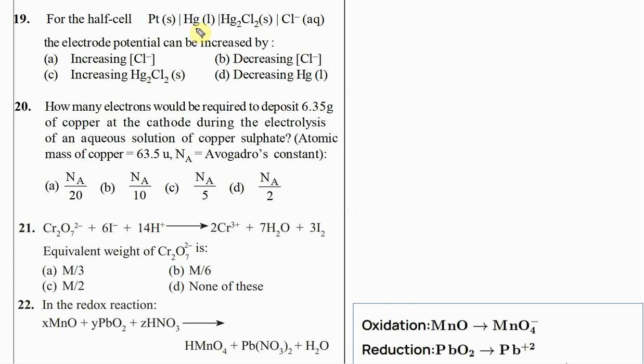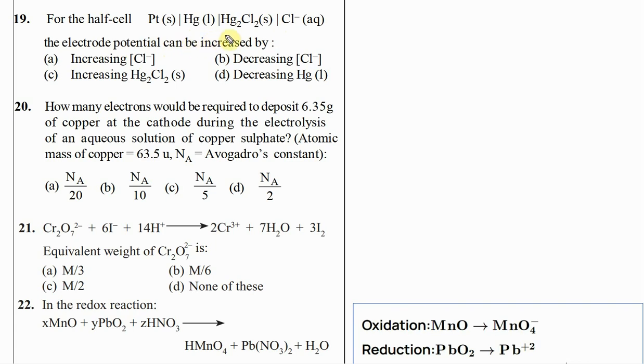Okay, question number 19. So I have been given a cell. It's just a half cell. They are asking you what you can do to increase the electrode potential. So I can increase the electrode potential when I can get more of my reactant, correct? So if I get more of my reactant, obviously my electrode potential will increase.